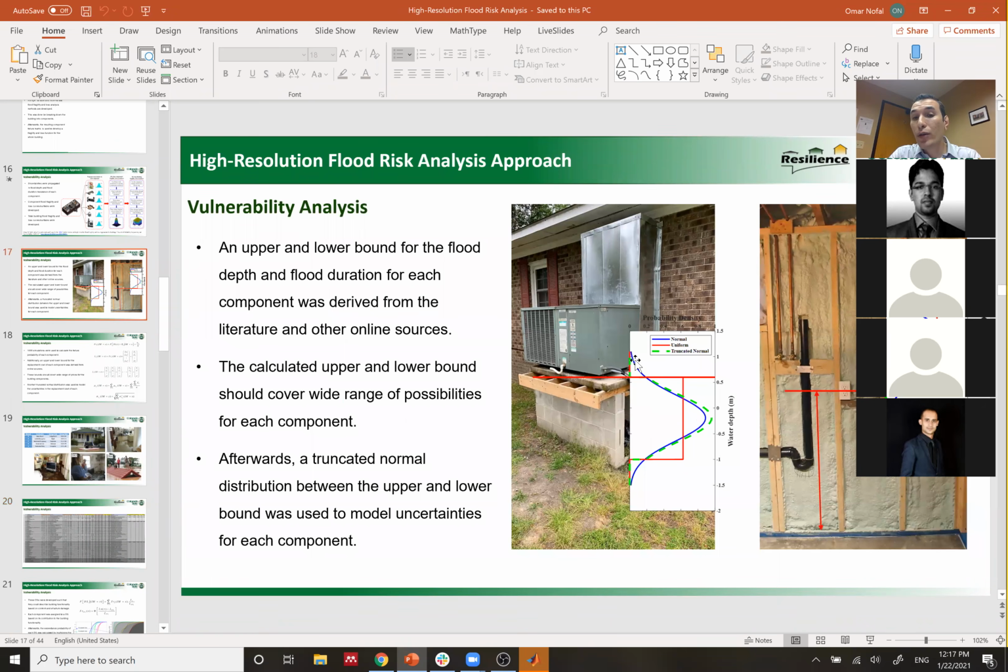And we didn't use a plain normal distribution; we used a truncated normal distribution. We assumed an upper and lower bound, because we can't imagine that the AC unit would be dug into the ground and sit under the ground. So we need to truncate the normal distribution at the ground elevation. Similarly for other components.